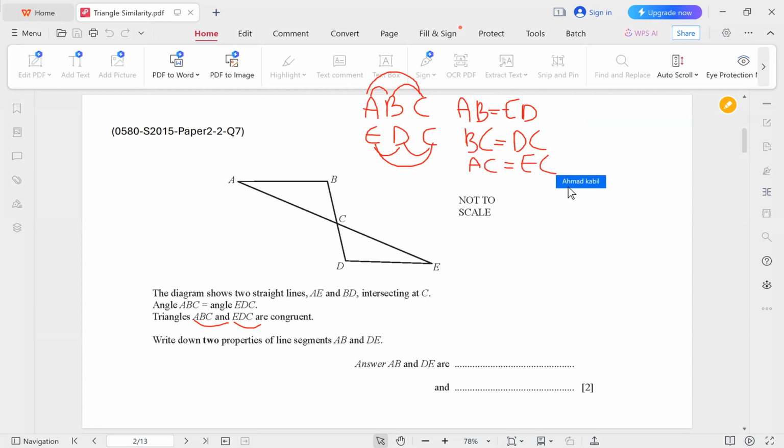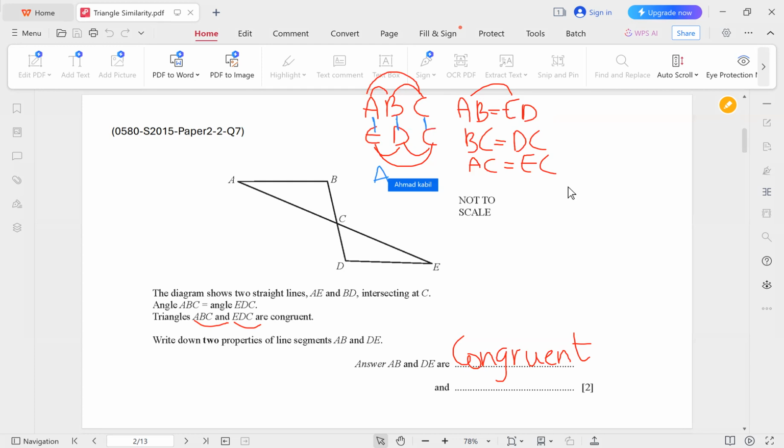So what do we know about AB and DE? They are congruent. So the first statement or the first answer we're going to write is that they are congruent. Now for the second answer, what else can we say about AB and DE? Not only are sides congruent, but angles are congruent as well. So these two are equal, these two are equal, these two are equal.